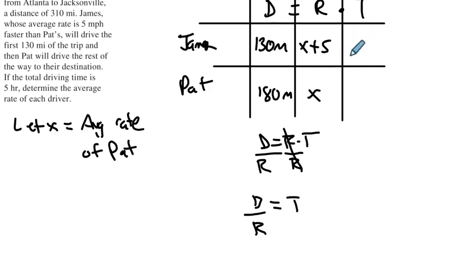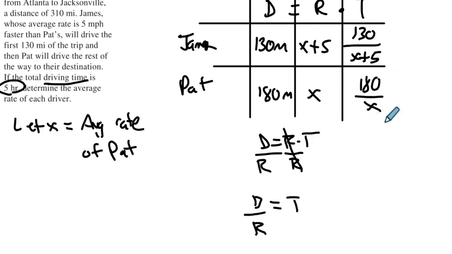So if I want to get my time, I do distance over rate. So 130 over x plus 5. And the same thing right here, I do my distance over rate. 180 over x. Okay, so check it out. It told us that the total driving time is 5 hours. So that means if I add James' time and Pat's time, that must equal 5 hours, right? So that's how we can set up an equation.